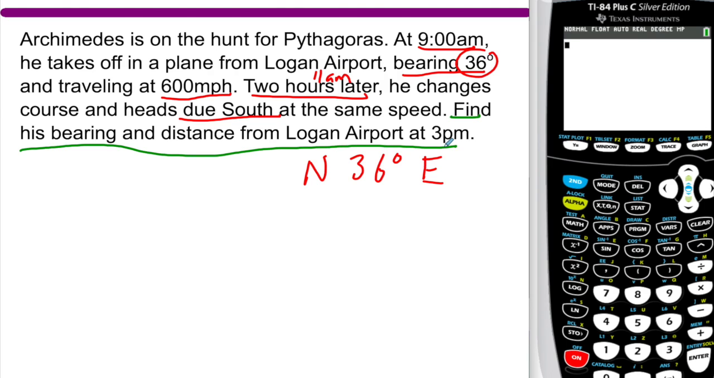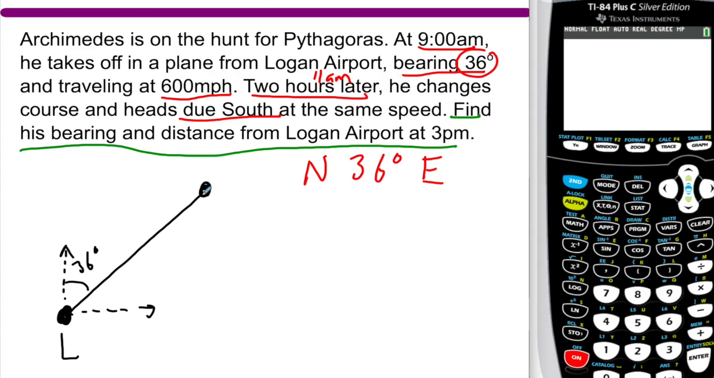Okay, so let's set this up. So here's my starting point. This is going to be Logan. I'm going to label this L for Logan. Okay, this is due north. Remember, always label your compasses. And now, boom, he's taking off. Okay, the bearing is 36 degrees east of north.